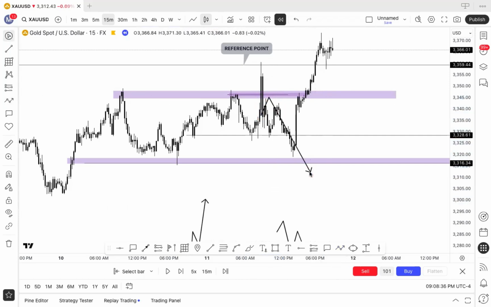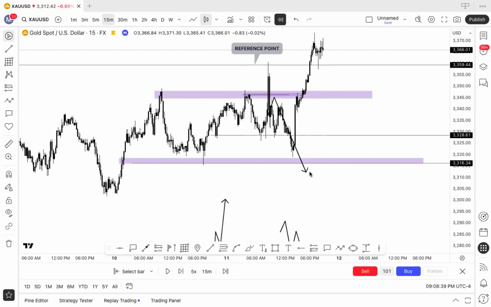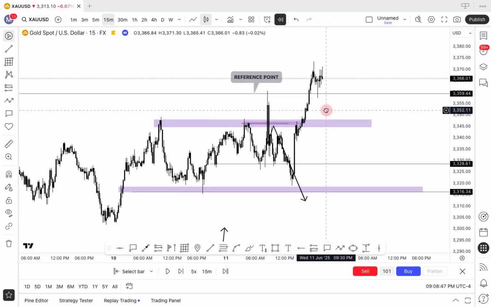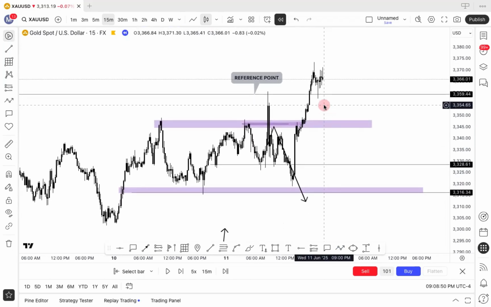Guys, this is reference points. You just avoided getting faked out by simply drawing a line and literally combining it with your understanding of market structure. Isn't that beautiful? Like, I'm sorry, this is so beautiful. So guys, this is the end of this video.